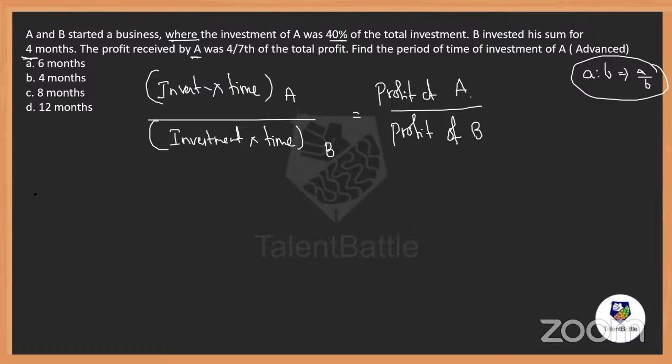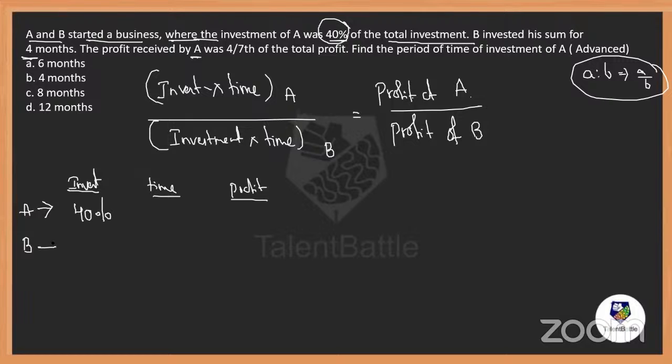Now look at your question. We just need to focus on three terms: the investment, the time period, and the profit. How much is the investment of A? A and B started a business where the investment of A is 40% of the total investment.